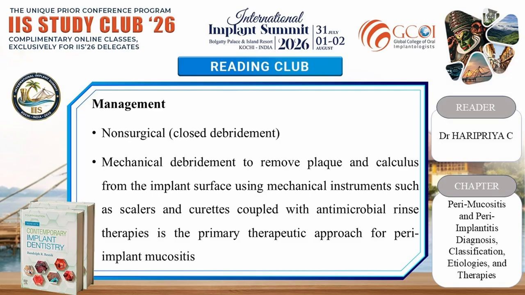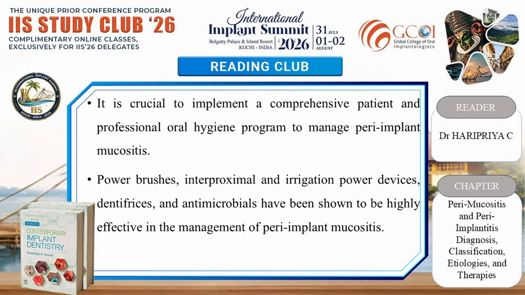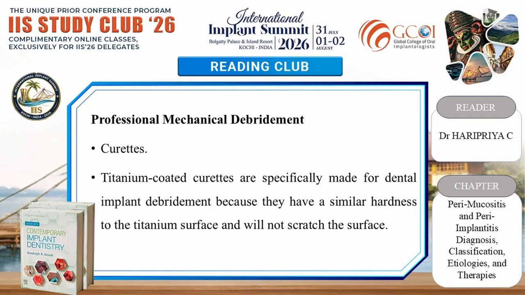Management: non-surgical or closed debridement. Mechanical debridement to remove plaque and calculus from the implant surface using mechanical instruments such as scalers and curettes, coupled with antimicrobial rinse therapies, is the primary therapeutic approach for peri-implant mucositis. It is crucial to implement a comprehensive patient and professional oral hygiene program to manage peri-implant mucositis. Power brushes, interproximal and irrigation power devices, dentifrices, and antimicrobials have been shown to be highly effective in the management of peri-implant mucositis.